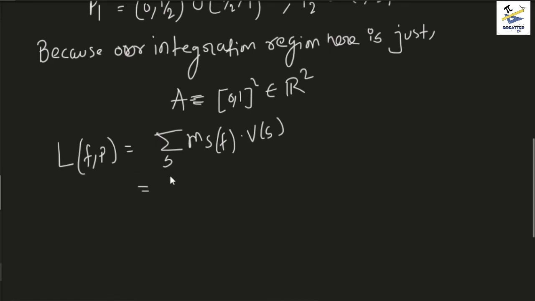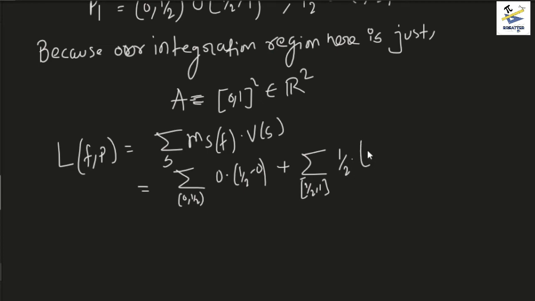So for the first rectangle, which is 0 comma 1 by 2, the minimum is 0 and the volume is half minus 0, right? And for the second rectangle, from half to 1, the infimum is 1 by 2, and the volume of S is 1. So it becomes 1 by 2.